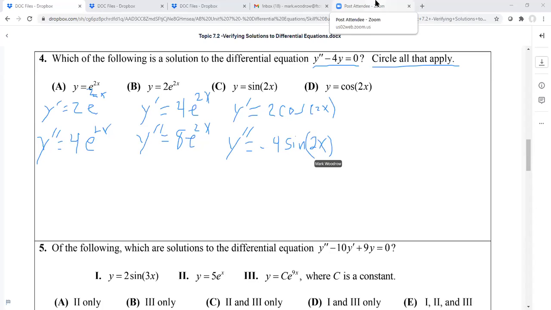And I got chain rule again on d. So the first derivative of d is going to be negative 2 sine 2x. And doing the second derivative of that is going to give me negative 4 cosine 2x. So now I got to plug those second derivatives and take 4 times the given a, b, c, d and see which ones cancel out again, just like the last problem.